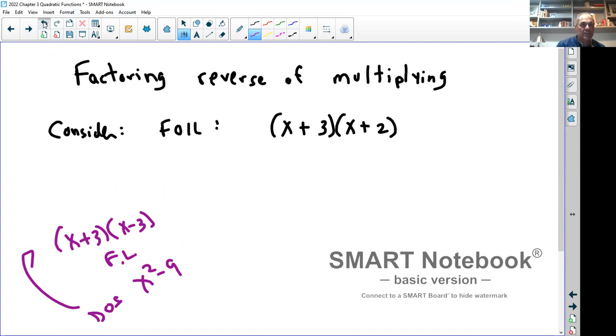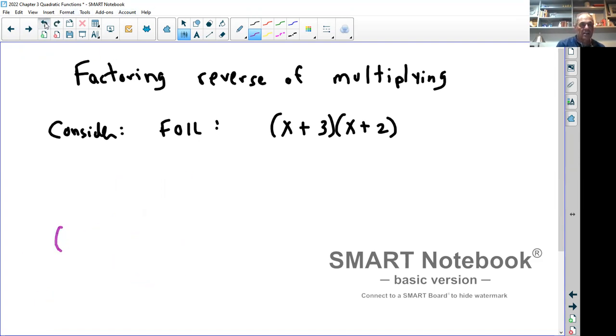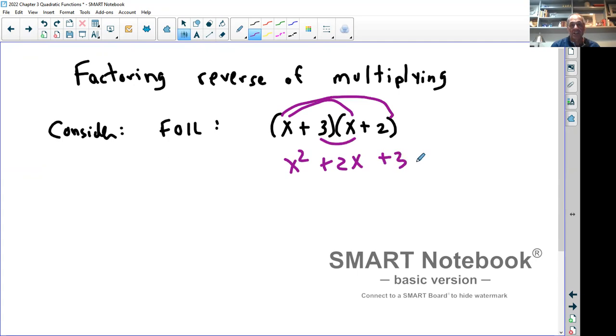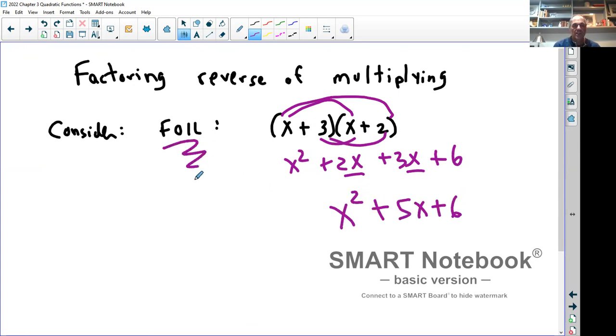So just like that, factoring is the reverse of multiplying. Factoring trinomials is going to be the reverse of multiplying. Take these 2 binomials, x plus 3 times x plus 2, and FOIL it. First is x squared, outer is plus 2x, inner is plus 3x, and last is plus 6. Collect like terms: x squared plus 5x plus 6. I think you're good at that. FOILing is your specialty. A binomial times a binomial: FOIL, then collect like terms.